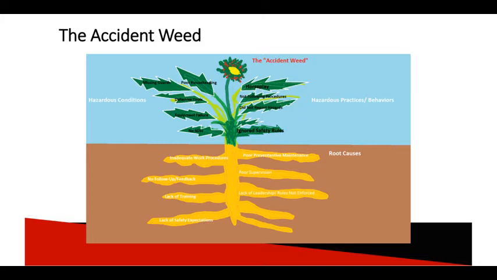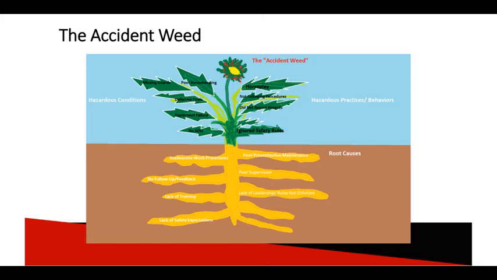Now, down below the ground are the root causes. We've got inadequate work procedures, no follow-up or feedback from management, lack of training, lack of knowledge, lack of safety expectations, poor preventative maintenance programs, poor supervision, lack of leadership, and the rules not being enforced.